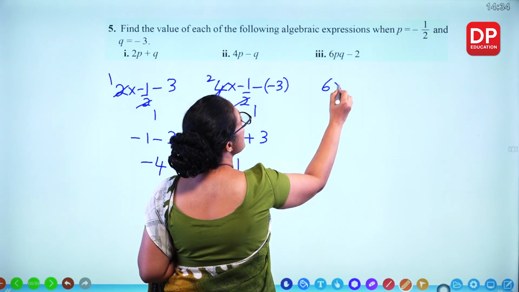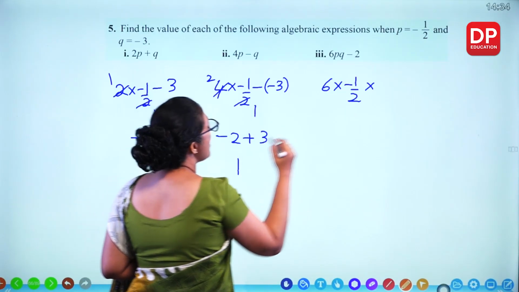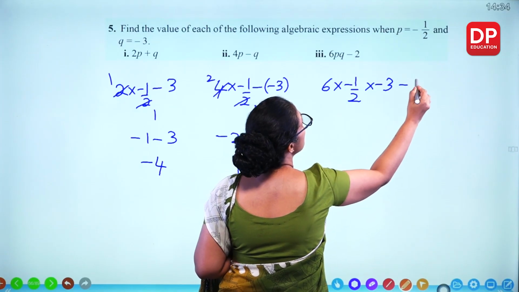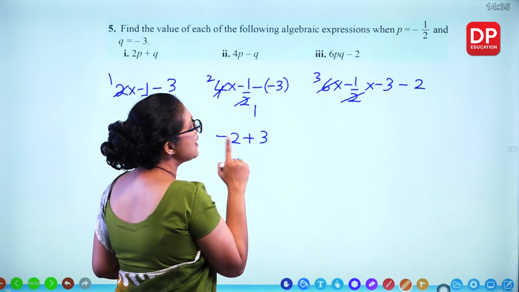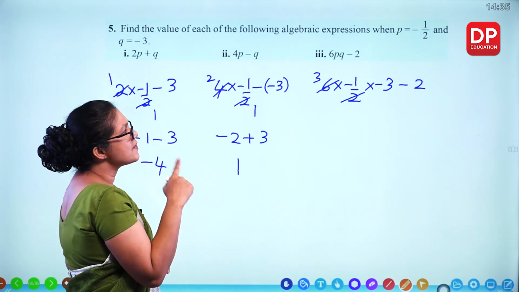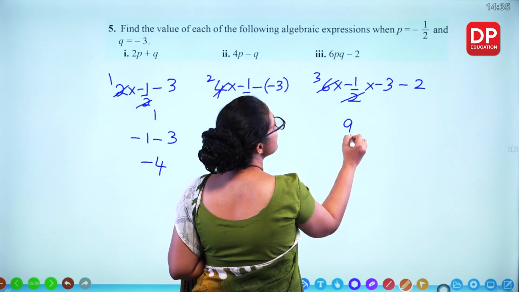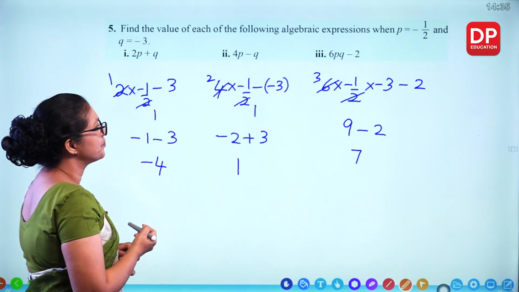6pq. 6 times minus half into minus 3. Minus 2. So here 2 with 6 you get 3. Multiply all these. 3 into minus 1 minus 3. Minus 3 times minus 3 plus 9. So 9 minus 2 you get 7.